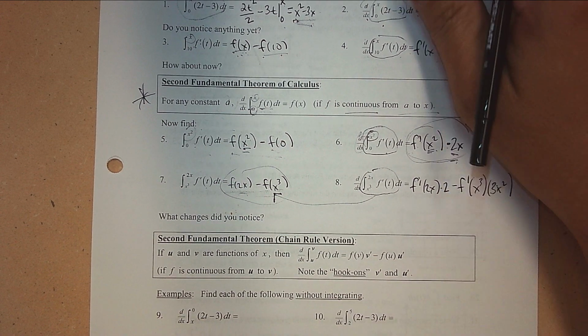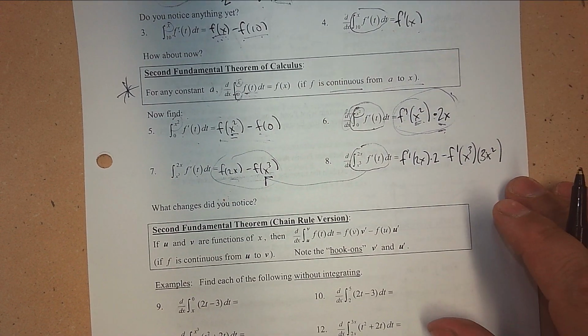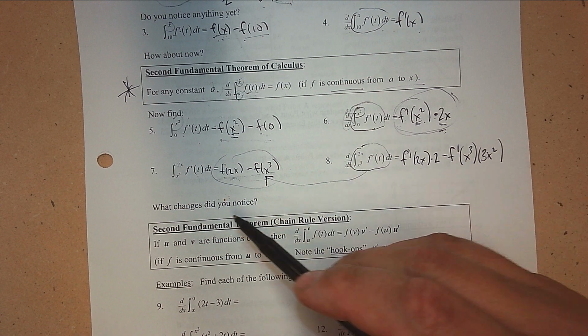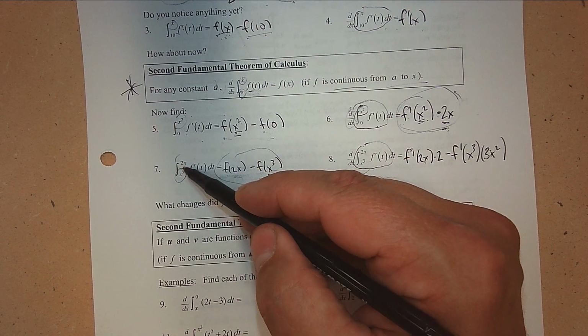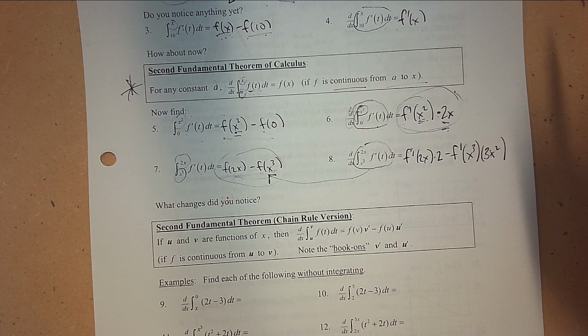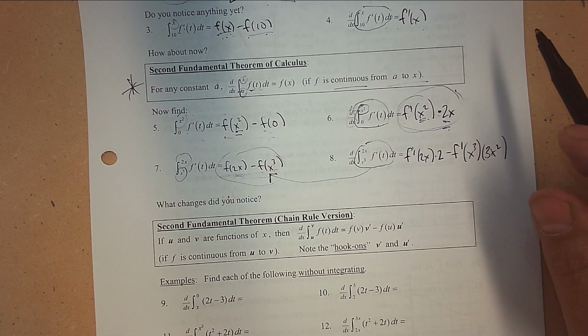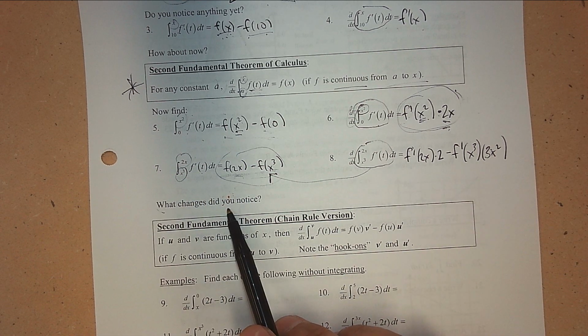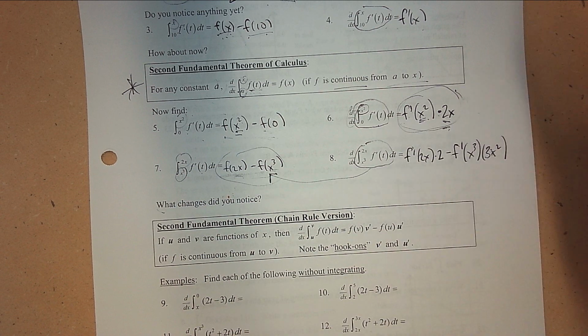So when we look at our bounds, if it's not just a constant to a variable, if it's more involved, see how these bounds are more involved? Those bounds create hooks when we take the derivative. So what changes did you notice? So hopefully you notice the bounds create those hooks.